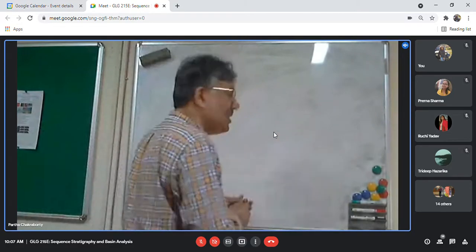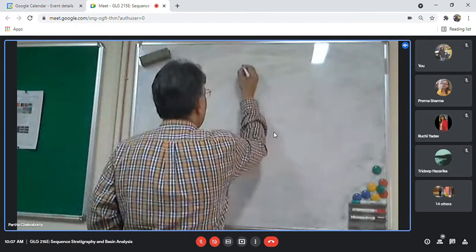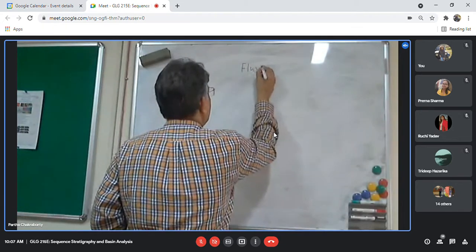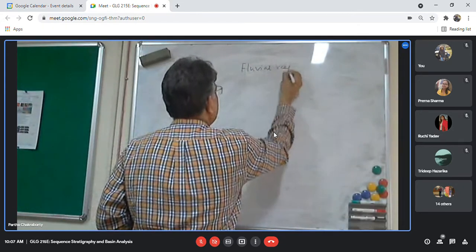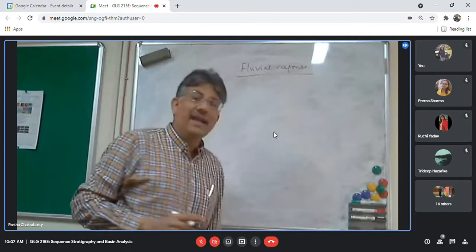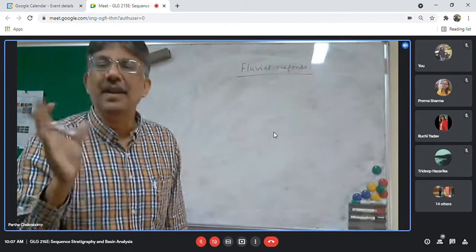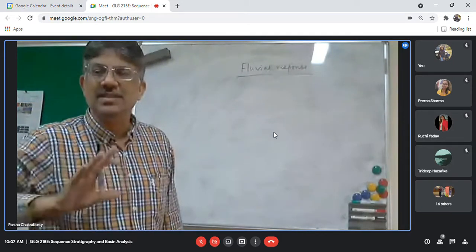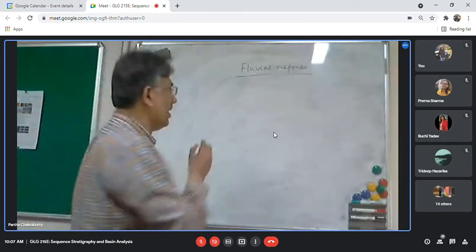So it is the fluvial response that we are talking about, and we will be talking about three different cases of how the fluvial system responds to base level fall. Number one.